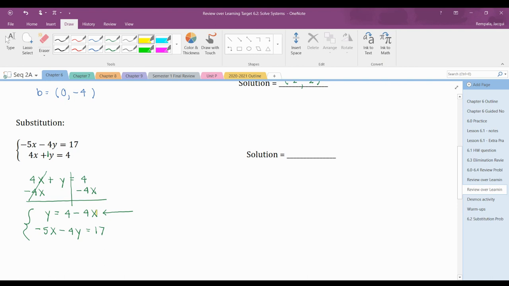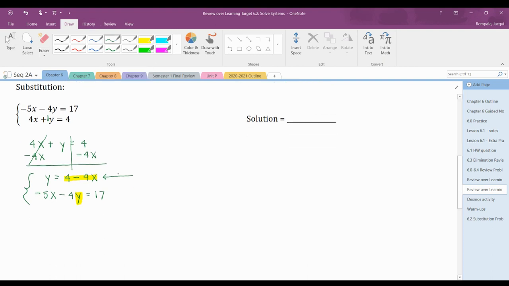And so because now I know what y equals, I get to take that value and I get to substitute it into the y in the now bottom equation. So I am going to write it over here. We're going to have negative 5x minus 4, but now instead of having that y, I'm going to replace it in parentheses with what y equals, which is 4 minus 4x. I have to finish the rest of that equation. It equals 17. So notice that now I have an equation that only contains one variable. It contains x's. There are no y's.